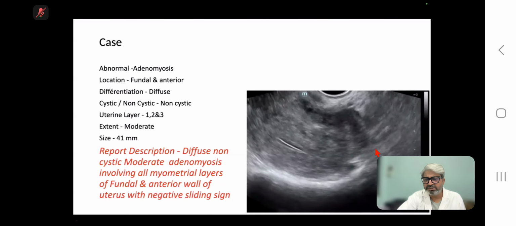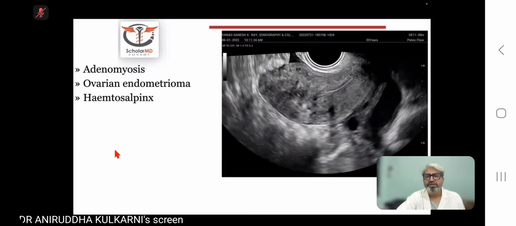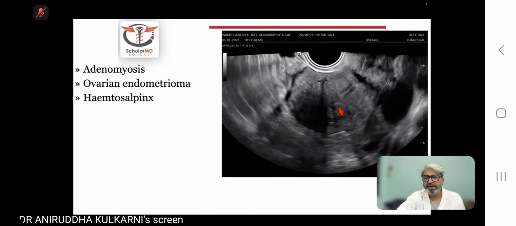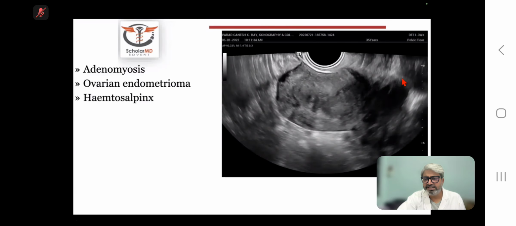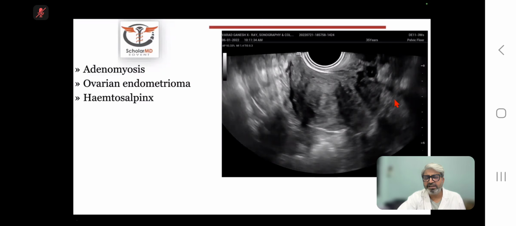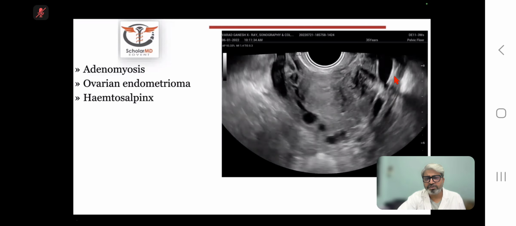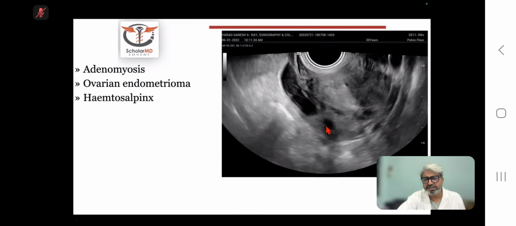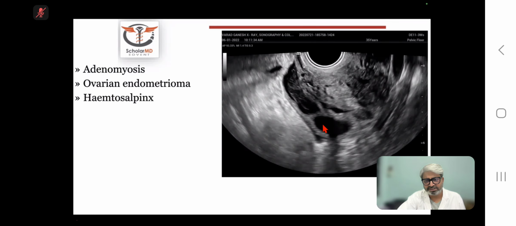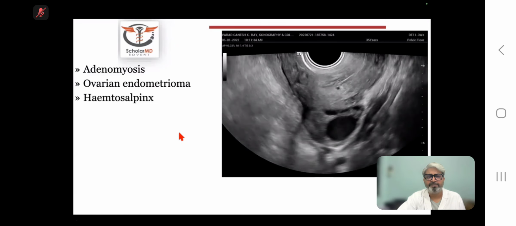Now, can you appreciate this? It's a retroverted uterus, with classical features. Here you can see that there is adenomyosis. I can see that there is an endometrioma on the left side. If I track it down well, it was sometimes confusing with the hematosalpinx on this side, but here I can appreciate that there is a hematosalpinx on the right side very well. So adenomyosis with ovarian endometrioma and a hematosalpinx.